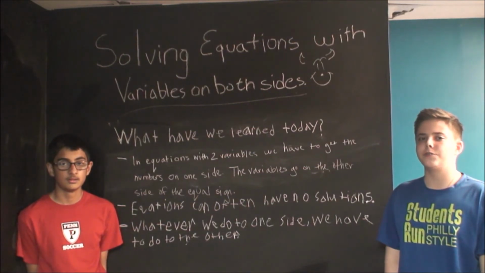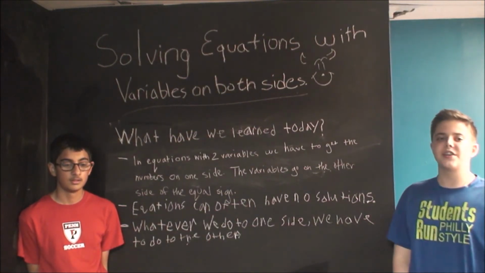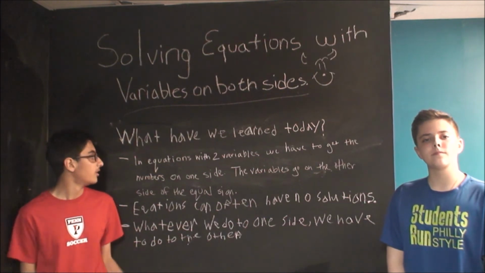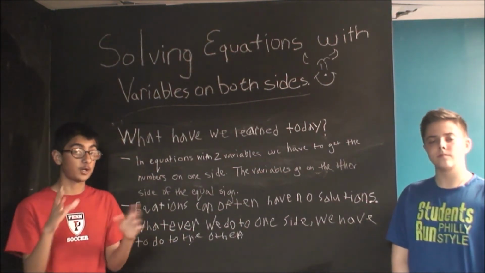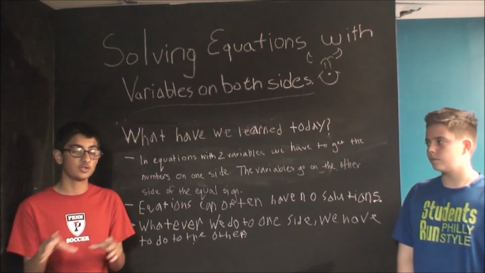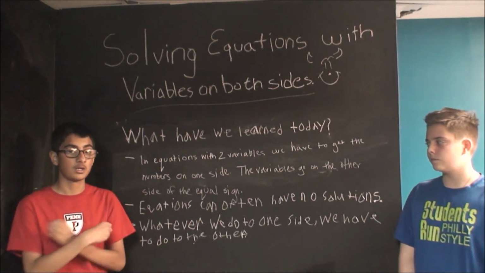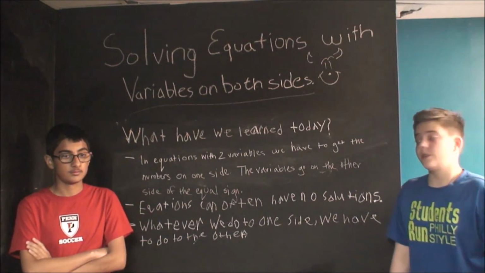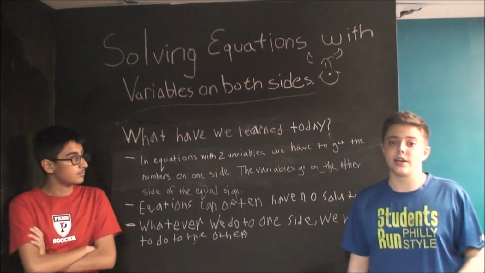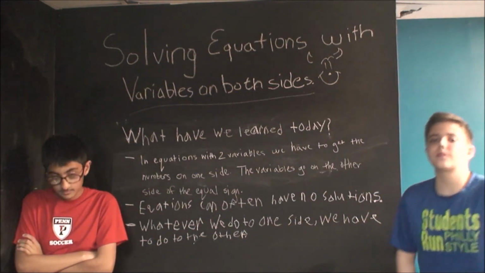Now we are going to review what we have learned today. First, we learned that in an equation with variables on both sides, you have to get all the variables to one side and all the numbers to the other side so you can find out what the variable is. Equations can often have no solutions, and whatever we do to one side, we have to do to the other.